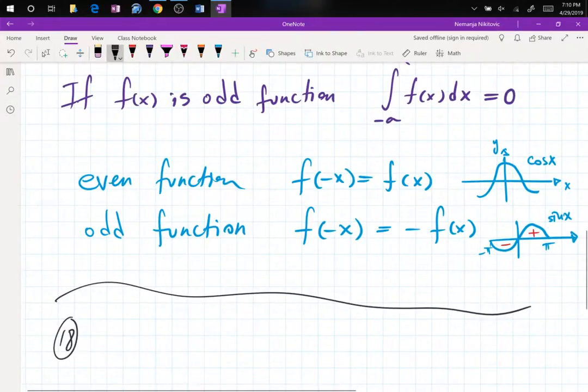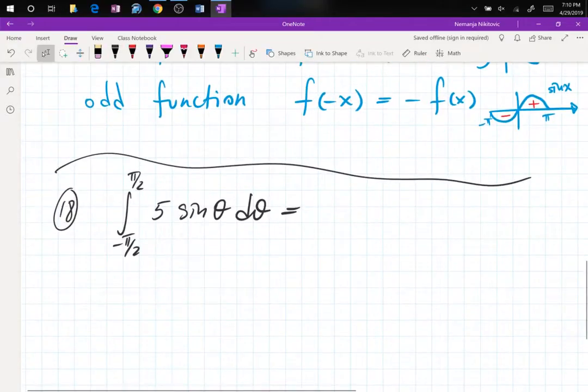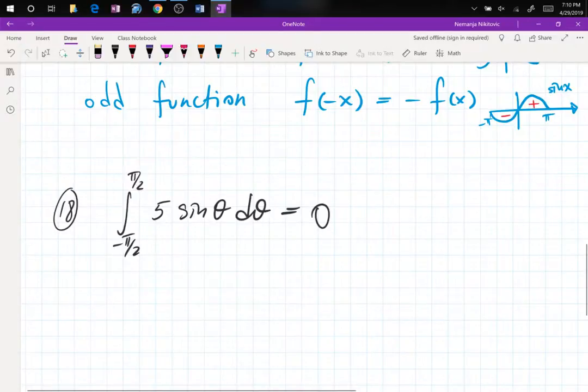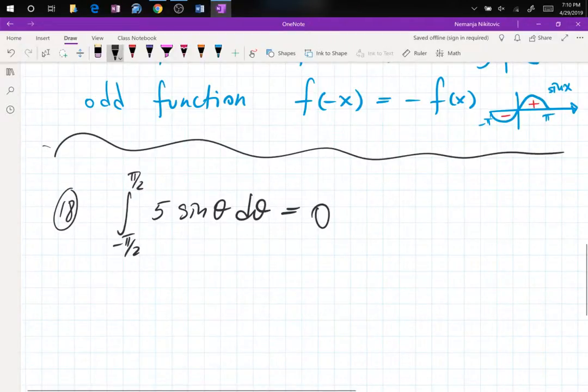So problem 18 says integral from negative pi over 2 to pi over 2 of 5 sine theta d theta. And the answer without any calculation is 0. Sine is odd, and because sine is odd on a symmetric interval, guys, it's very important for the interval to be symmetric over here, meaning if this is negative 3, then the top has to be positive 3, and so on. So a symmetric interval is important.